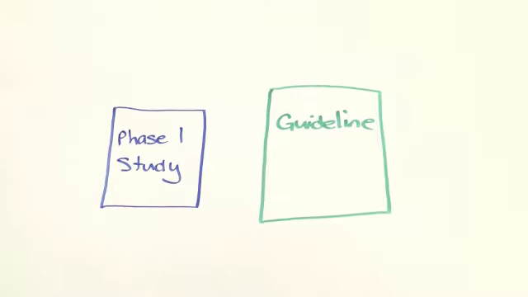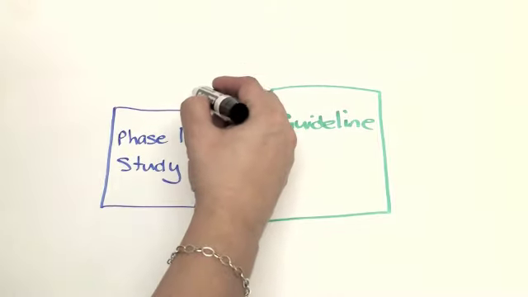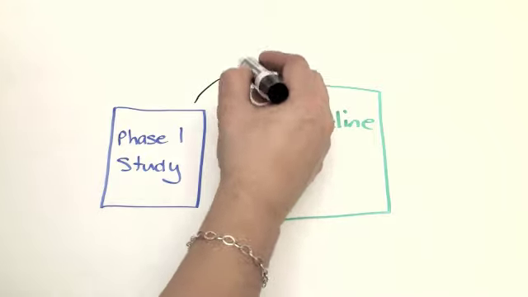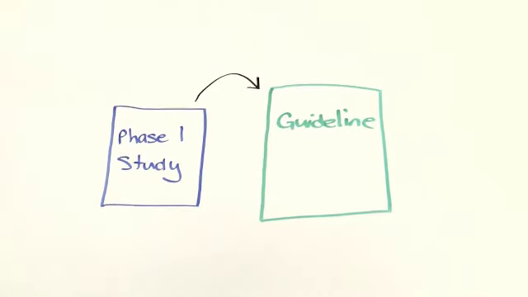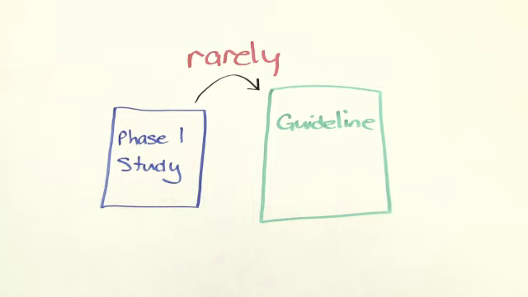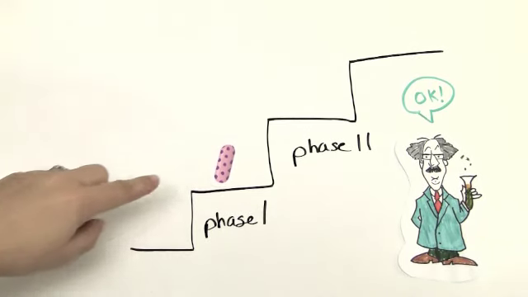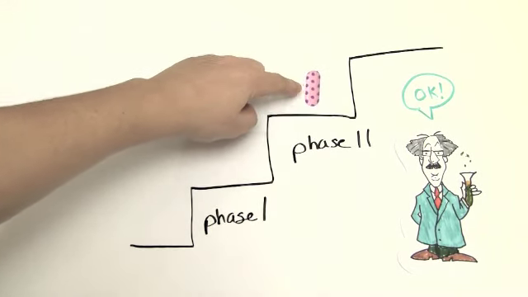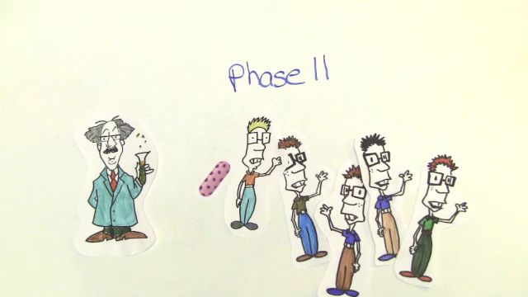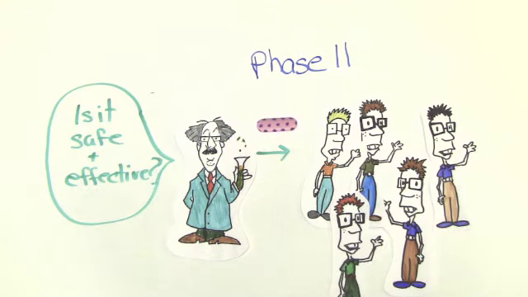Phase 1 evidence is rarely included in practice guidelines to support recommendations because they are not designed to find out how well the intervention works, and they're not always conducted in the population that the intervention is intended for. If the side effects of the intervention are acceptable, then it might move on to a Phase 2 trial. In Phase 2 cancer trials, the experimental intervention is given to a larger group of people to get more information about safety and to see if it is effective enough in the target population to be studied further in a Phase 3 trial.